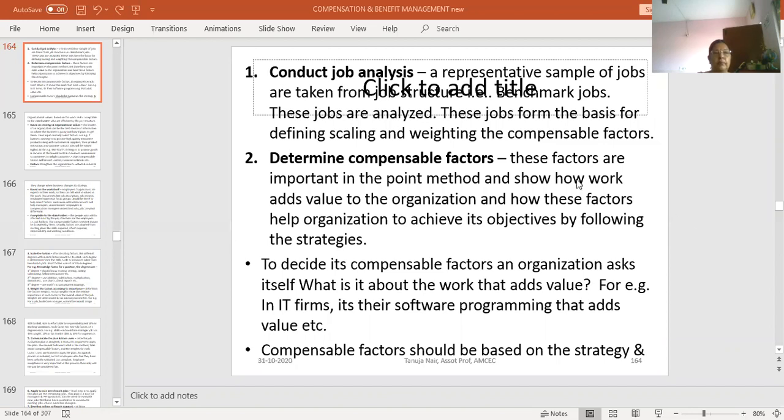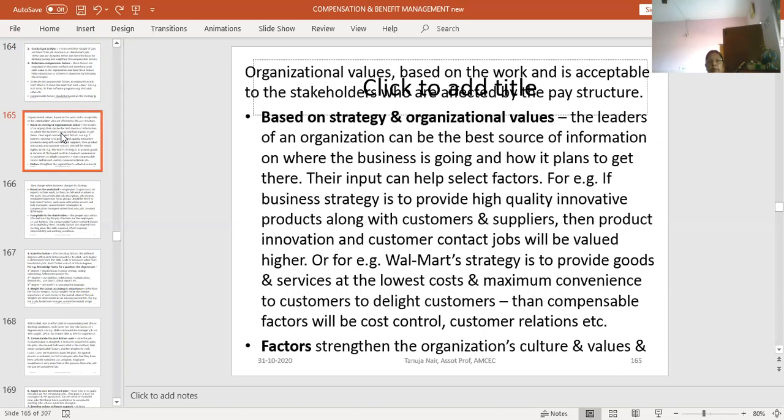And whatever compensable factors that you have selected for each job, it should be according to the organizational strategy. It should be according to the way the work flows in your organization, and it should be acceptable to all the stakeholders. So, to find out whether the factors that you have chosen are based on the strategy and values of your organization, you should speak to the leaders and founders of the organization, who are the best source.